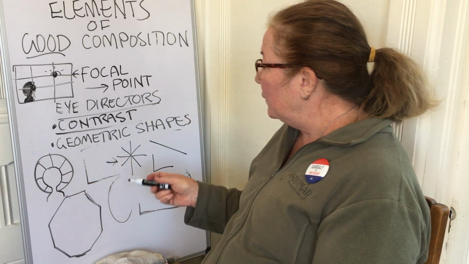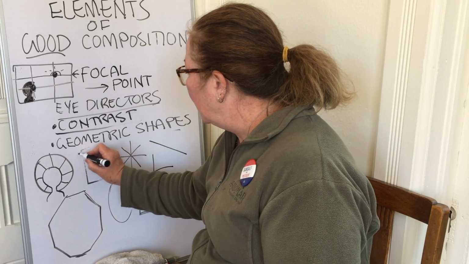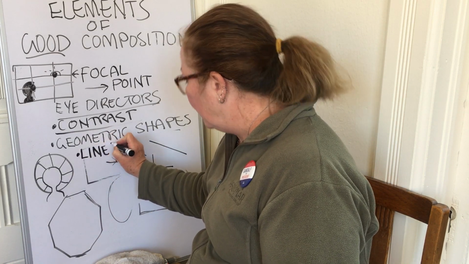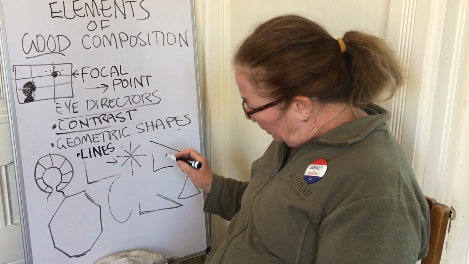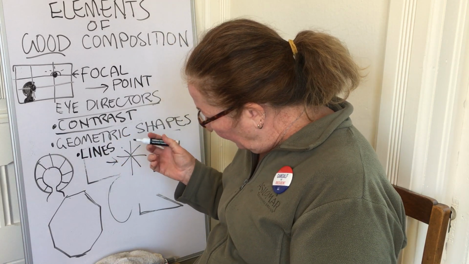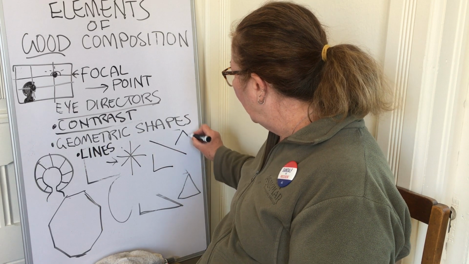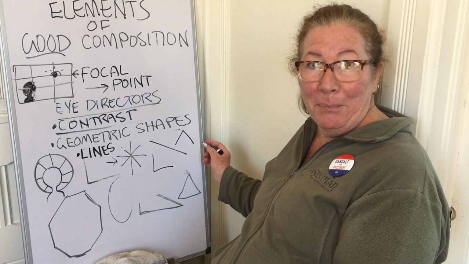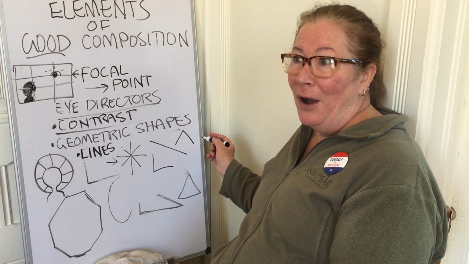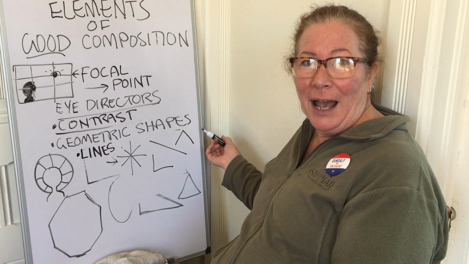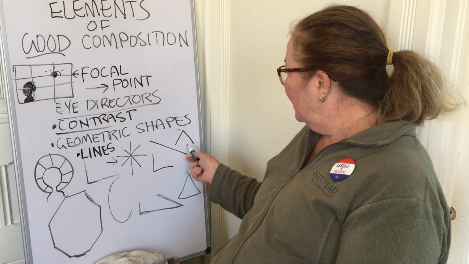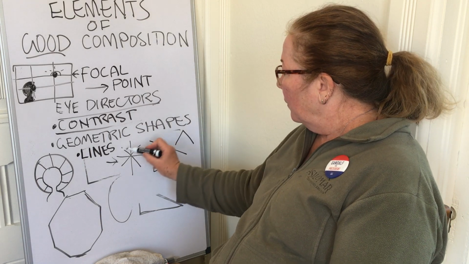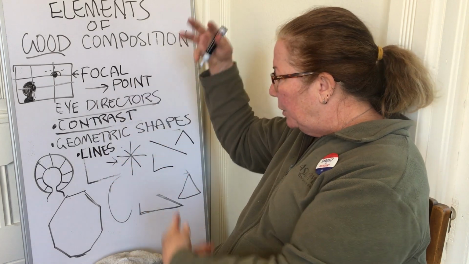So we can put lines in here too. Lines can be eye directors, right? Radiating lines, or different kinds of lines can actually point to the subject. Like an arrow might point. You see arrows pointing all the time in graphic design for advertising, right? You can have something that looks kind of like an arrow pointing at the subject. Radiating lines kind of pull you in.